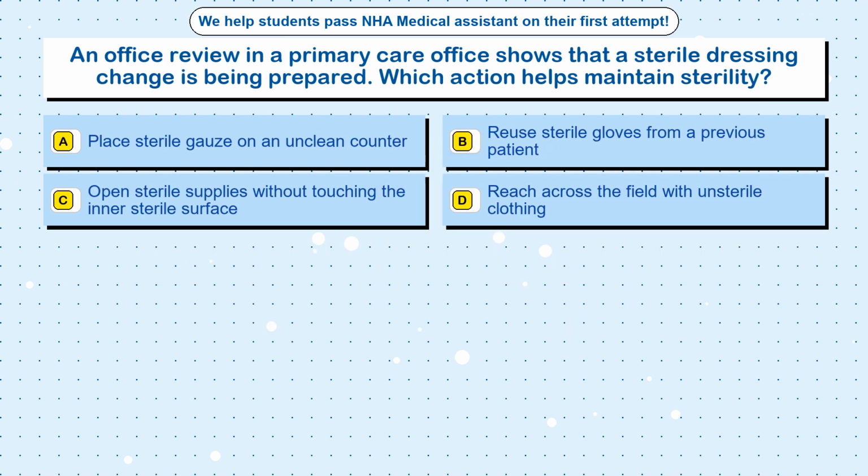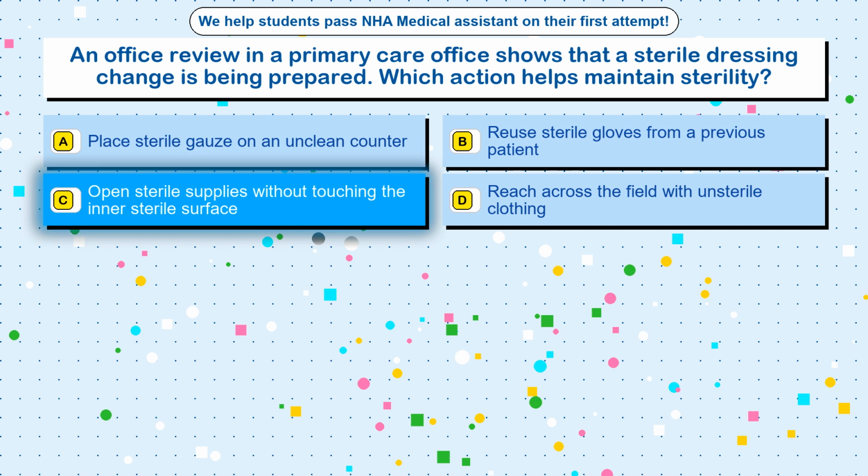Question 11. An office review in a primary care office shows that a sterile dressing change is being prepared. Which action helps maintain sterility? Option A. Place sterile gauze on an unclean counter. Option B. Reuse sterile gloves from a previous patient. Option C. Open sterile supplies without touching the inner sterile surface. Option D. Reach across the field with unsterile clothing.